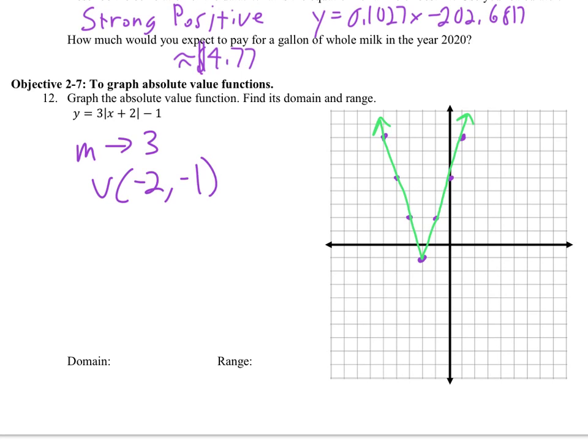Now they also want the domain and the range. Domain for this is all real numbers. There's a few different ways you can write that. The range will be limited. The values of y are limited because this is the minimum. The lowest point the y values get to is the vertex, which is at -1. So the values of y are greater than or equal to -1.